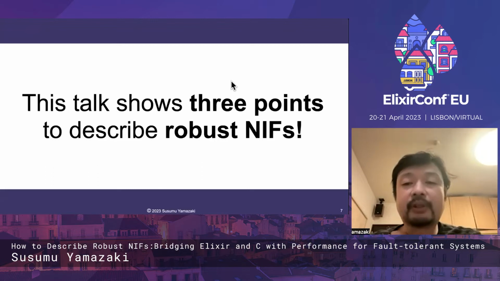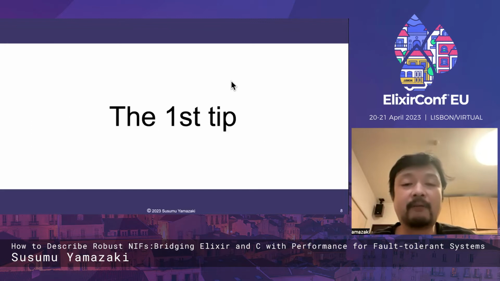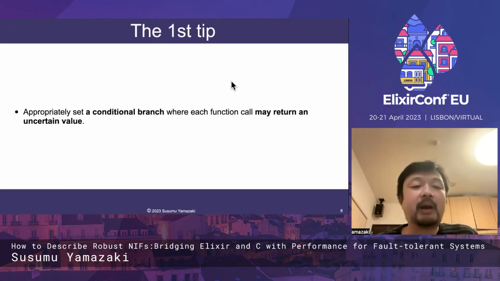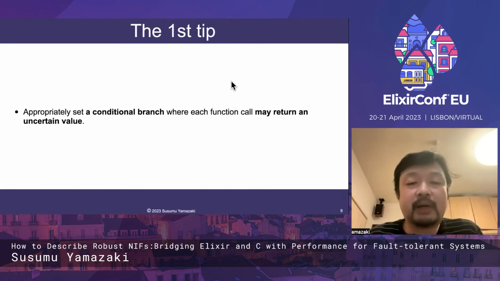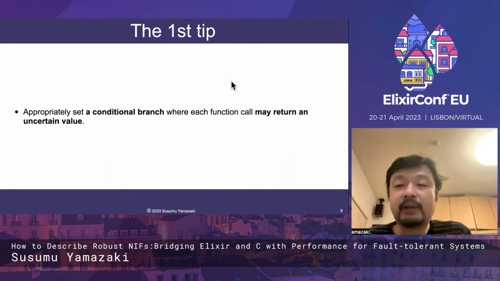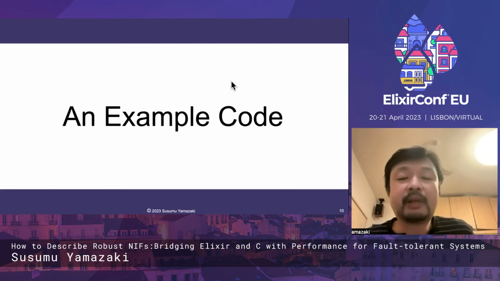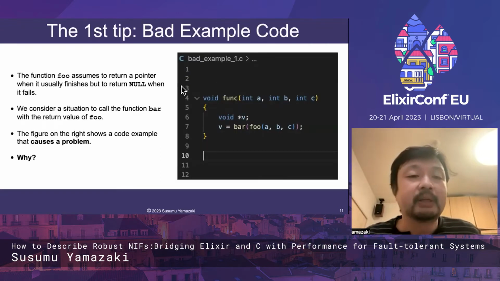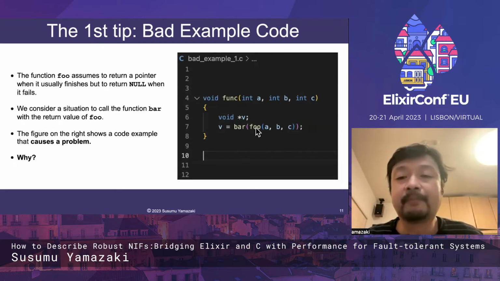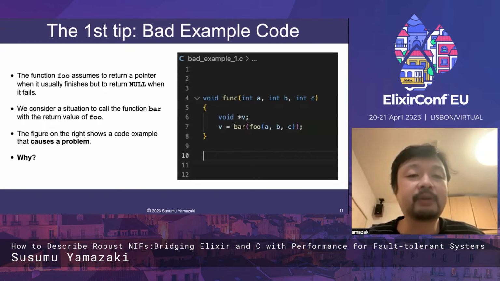This talk shows 3 points to describe robustness. The first tip: appropriately set a conditional branch where each function call may return an uncertain value. An example code. This is bad example code. The function foo assumes to return a pointer when it usually finishes, but to return null when it fails.